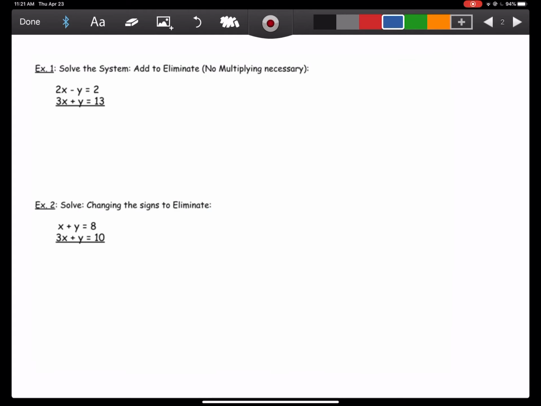Okay, here's example number 1. So these examples are going to start out easy, and they're going to build up to the more challenging type of problems. So in example number 1, it says solve the system, and it says add to eliminate. It also says there's no multiplying necessary. So what do I mean by that? I mean, we're going to add these two equations together.